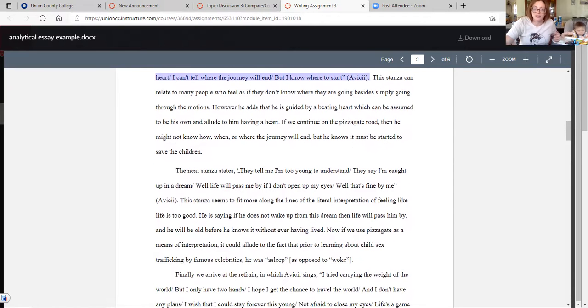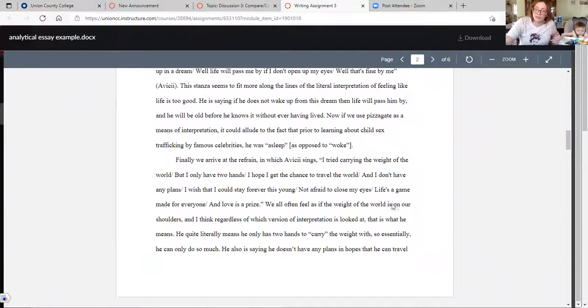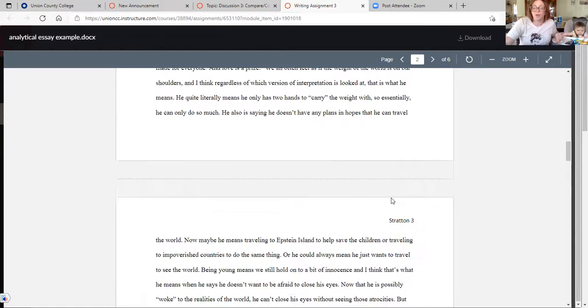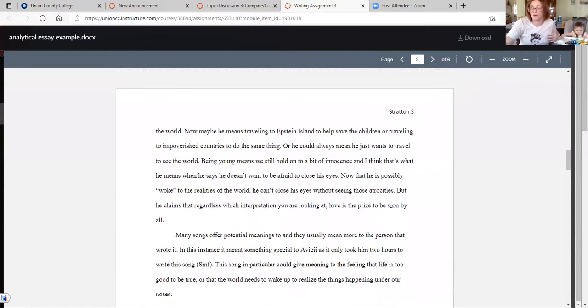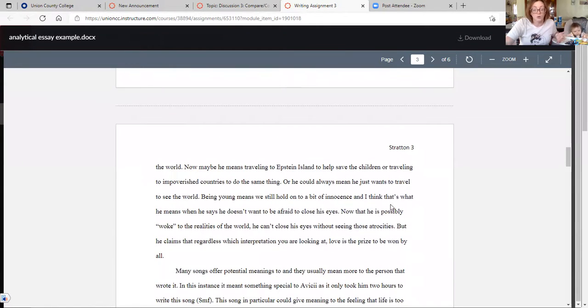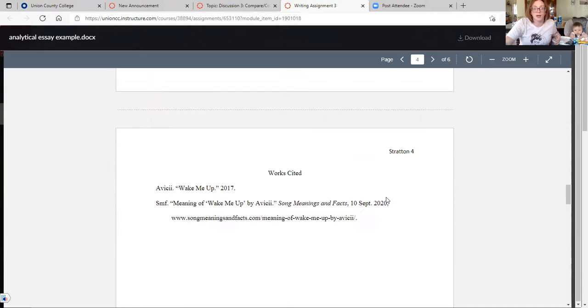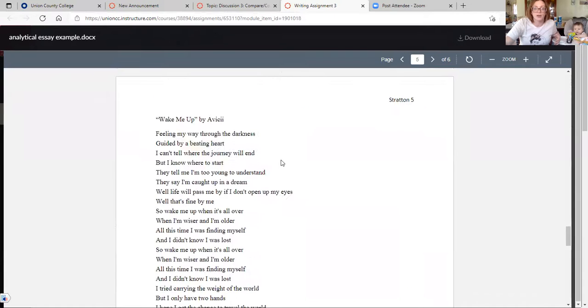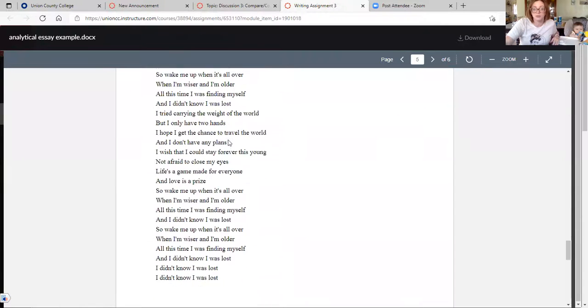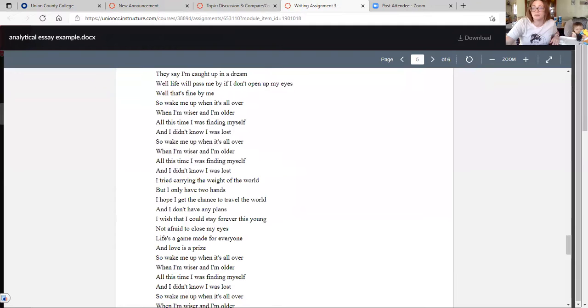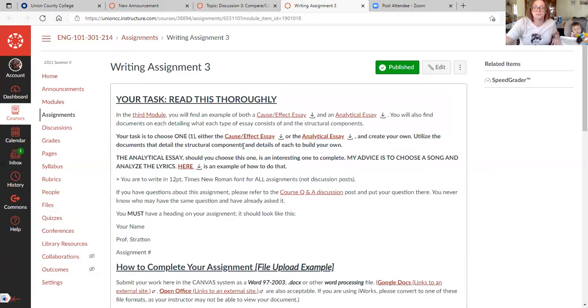Then I give a next stanza lyric and then I break it down. And that's what you're going to do. Okay. You don't have to do it for each part that repeats itself, such as the chorus. And then I give my works cited and then I provide the lyrics. Okay. So there is that example for you to utilize.